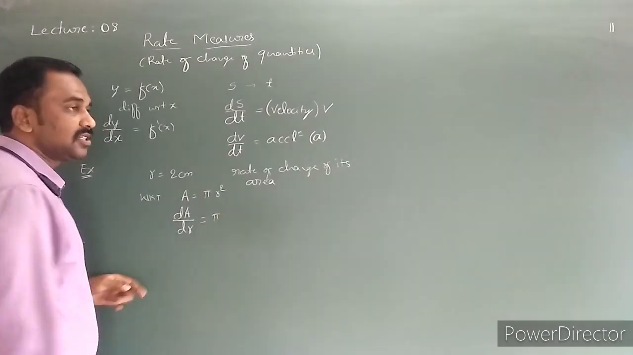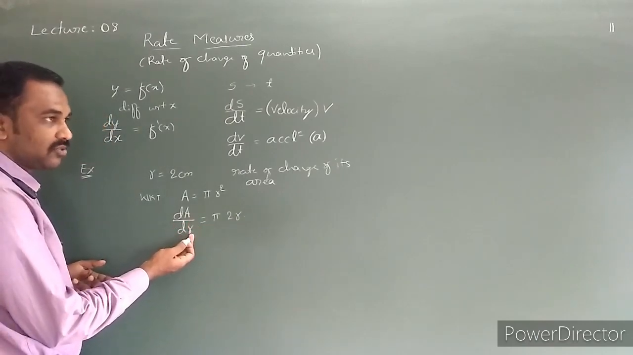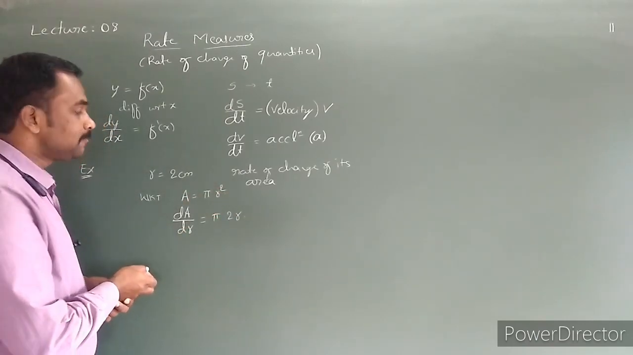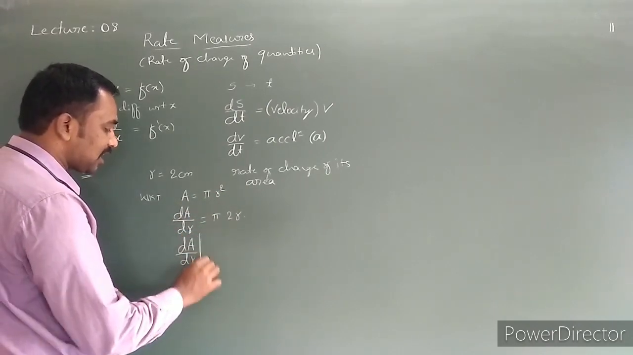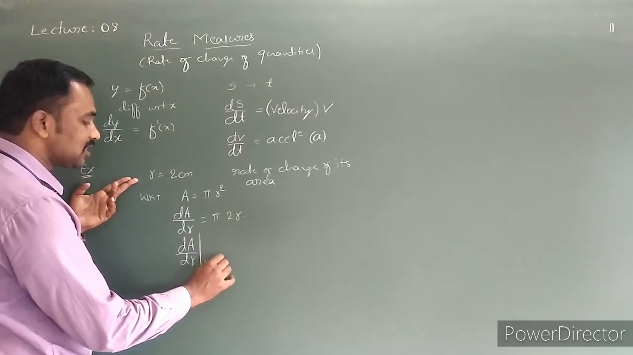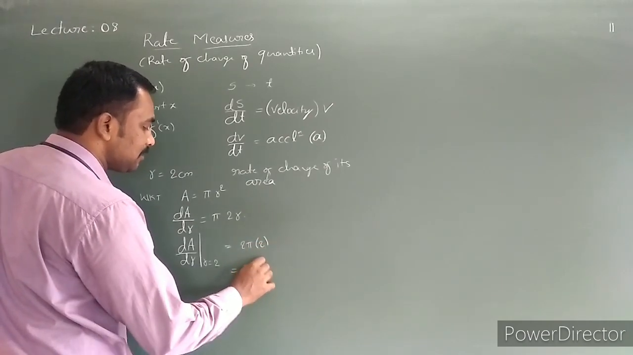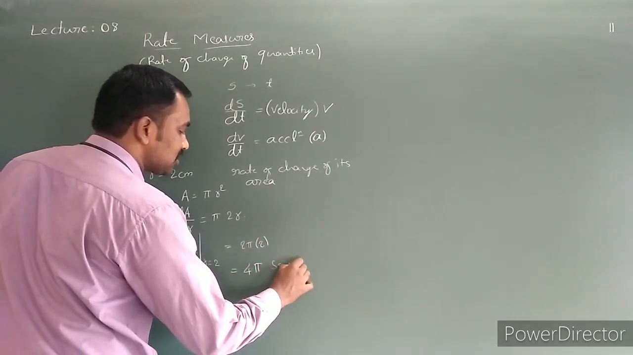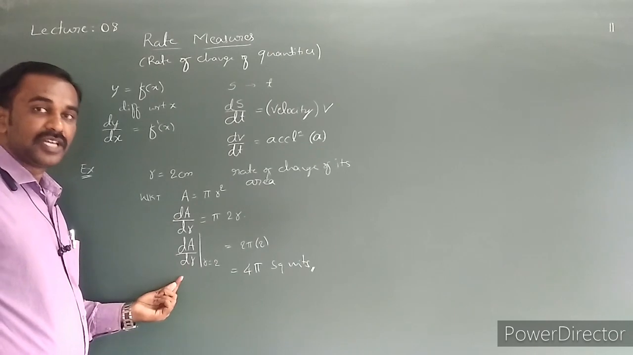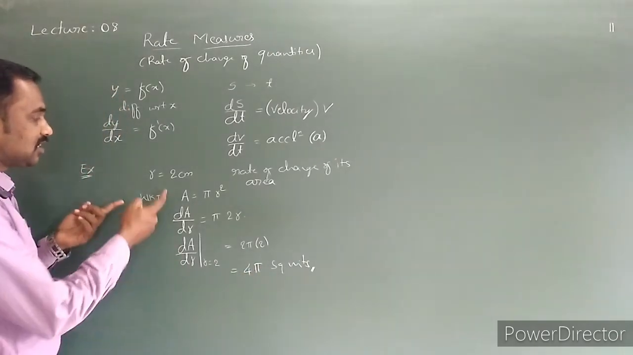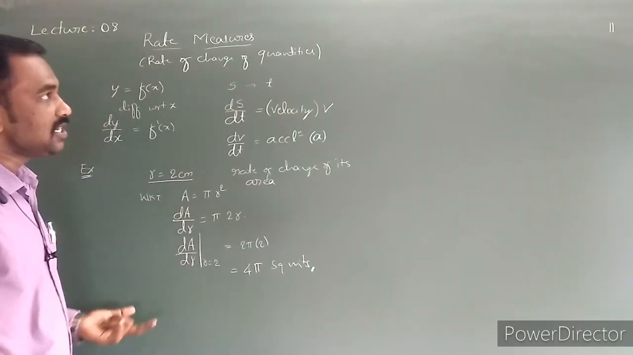Pi is a coefficient, so the constant is kept as it is. The differentiation of r square is 2r, with respect to r only, which is of the form x square to x. So now we get dA by dr equal to 2 pi r. Whenever r is equal to 2 centimeter, 2 pi r becomes 4 pi. So the rate of change of area with respect to the radius is 4 pi square centimeter whenever the radius is 2 centimeter. This is how the examples will be.